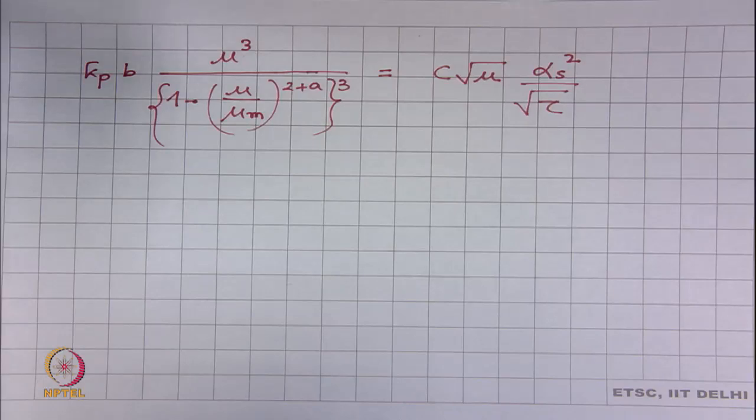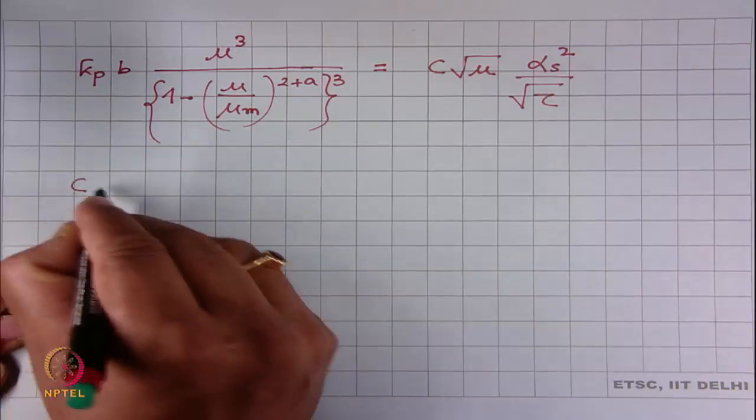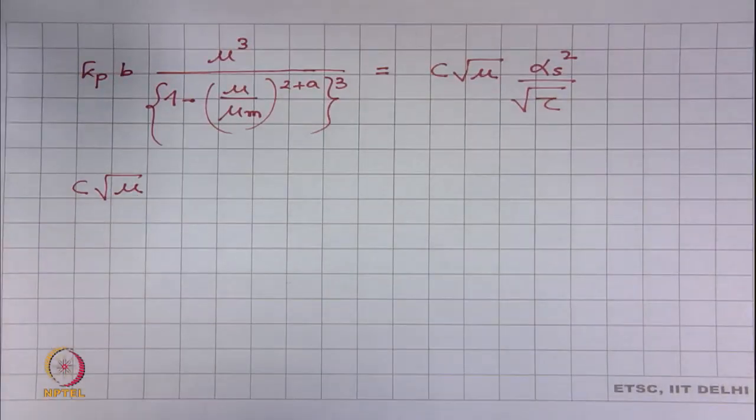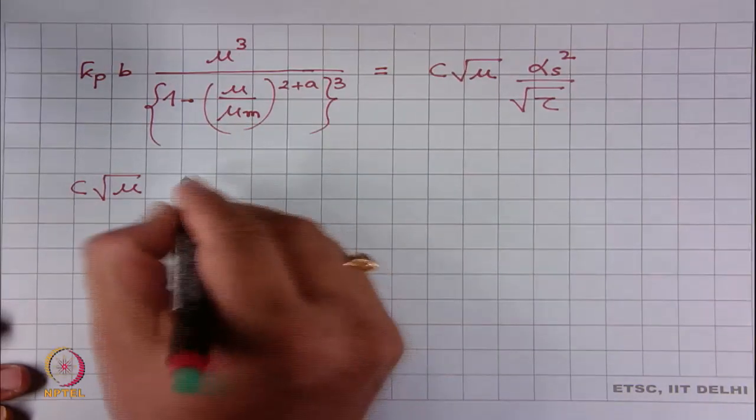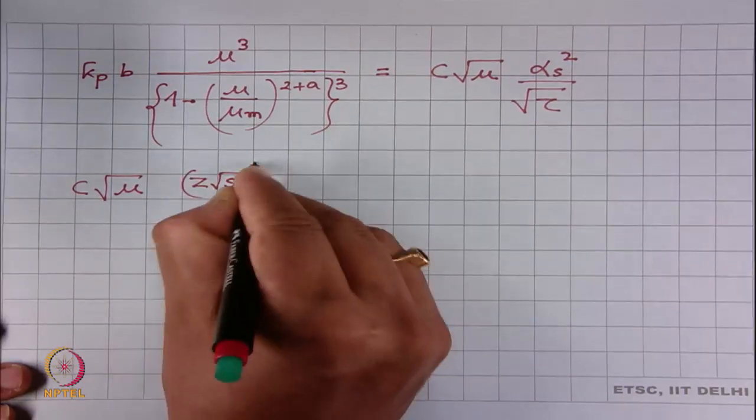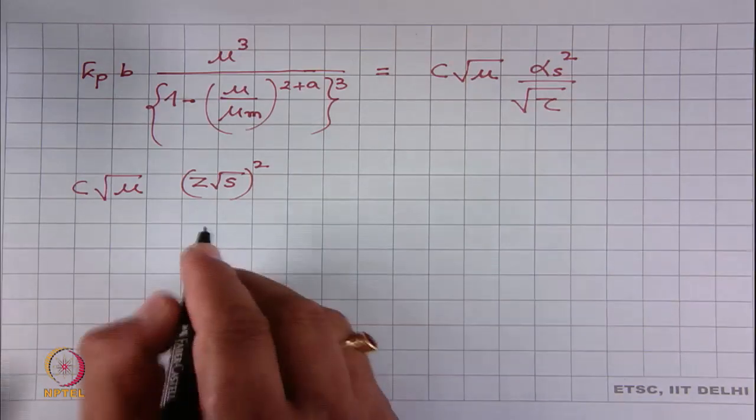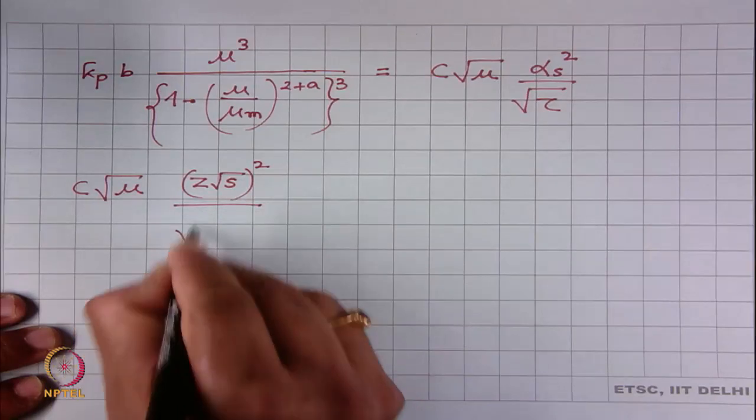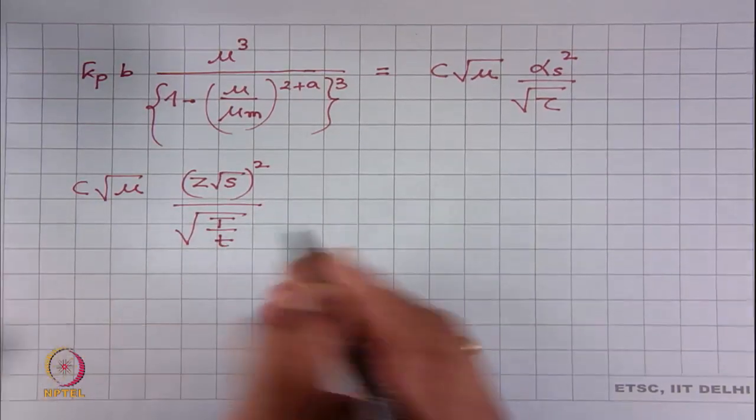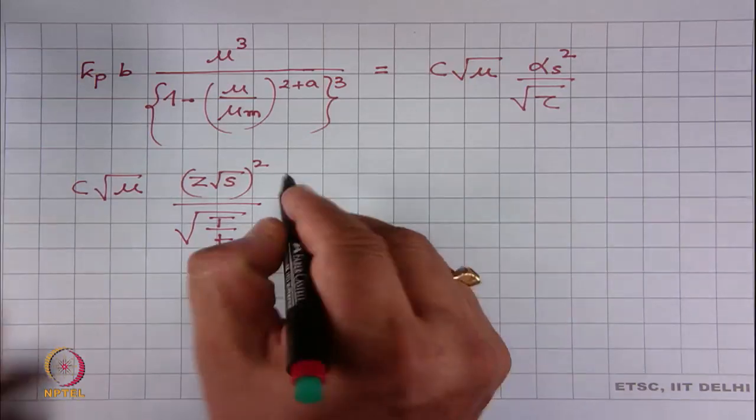Now, what is your alpha s? C times mu alpha s is equal to z root s. So, z root s squared, right, that is your alpha s. And what is tau? Tau is your root over yarn fineness by fiber fineness. These two expressions we learned in module 2.